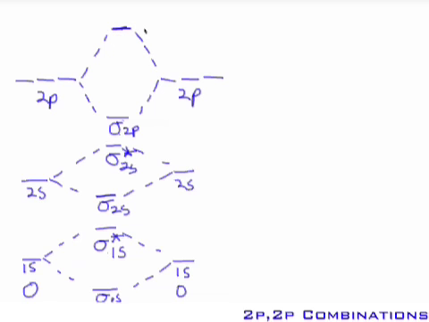the sigma 2p star, you get a big deflection. The pi's don't give you as much.